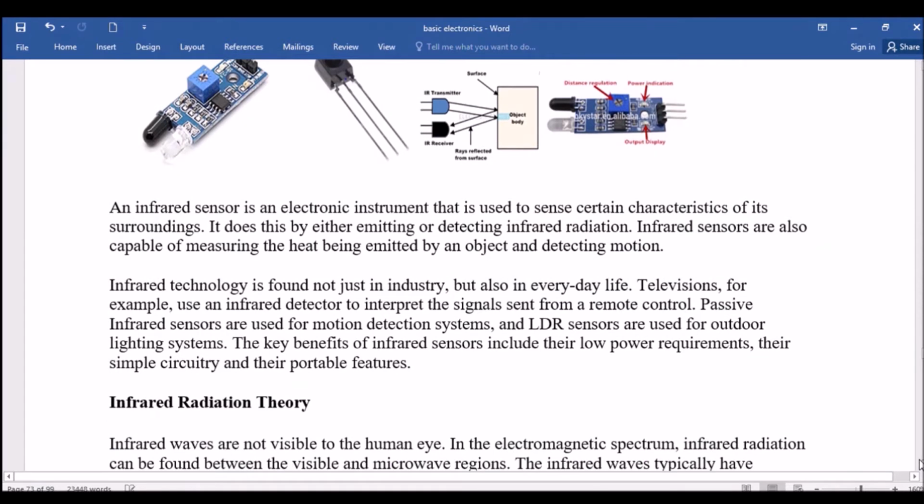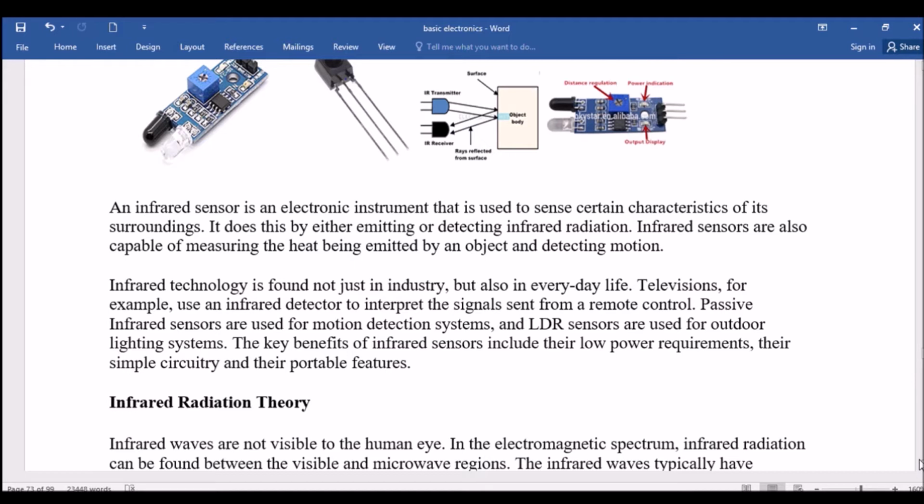Infrared technology is found not just in industry but also in everyday life. Televisions, for example, use an infrared detector to intercept the signal sent from the remote control. Passive infrared sensors are used for motion detection systems. And light-dependent resistor sensors are used for outdoor lighting systems.